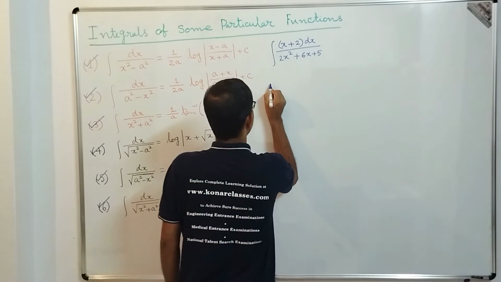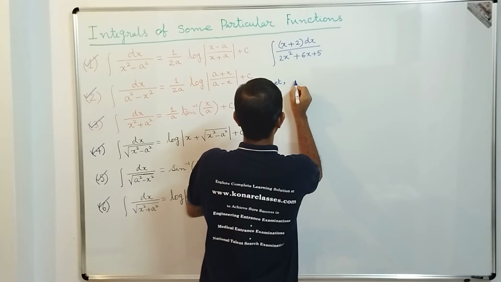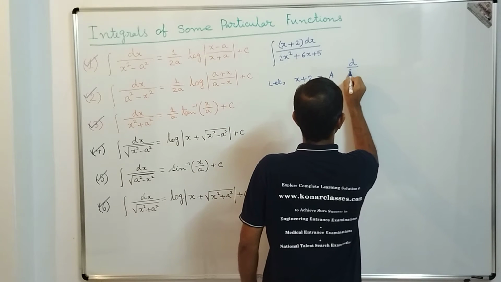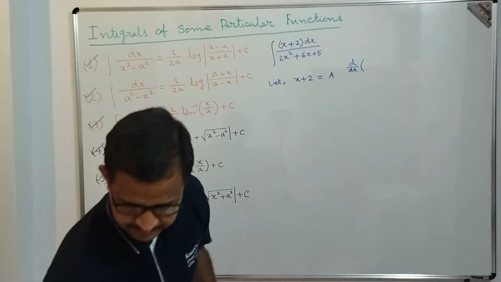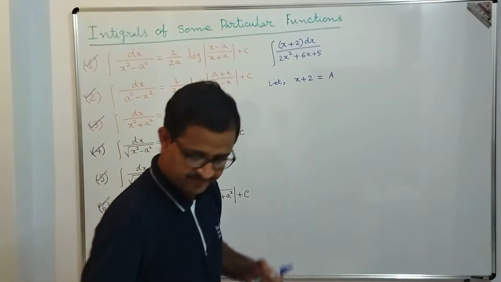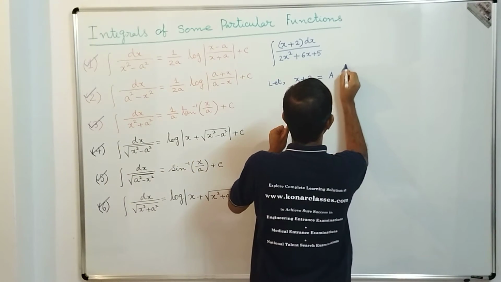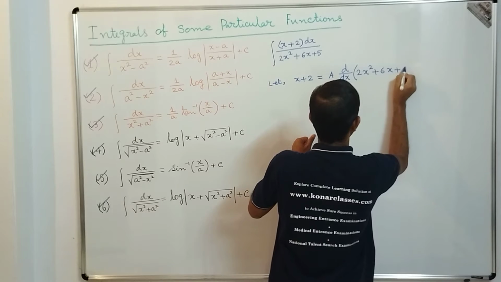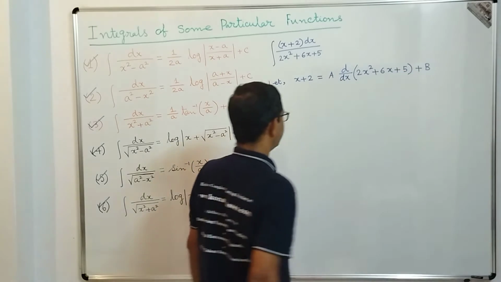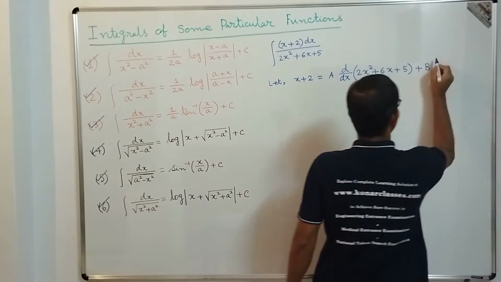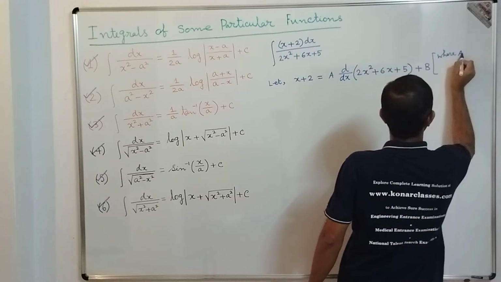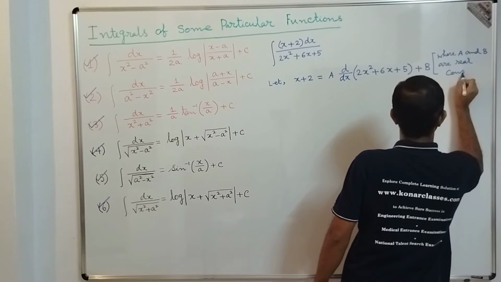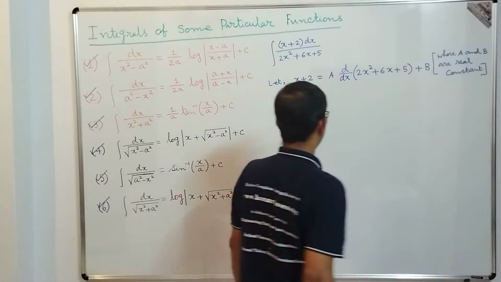We should write like this: let x plus 2 is equal to A into d/dx of (2x square plus 6x plus 5) plus B, where A and B are real constants, and our first purpose is to find the values of A and B.